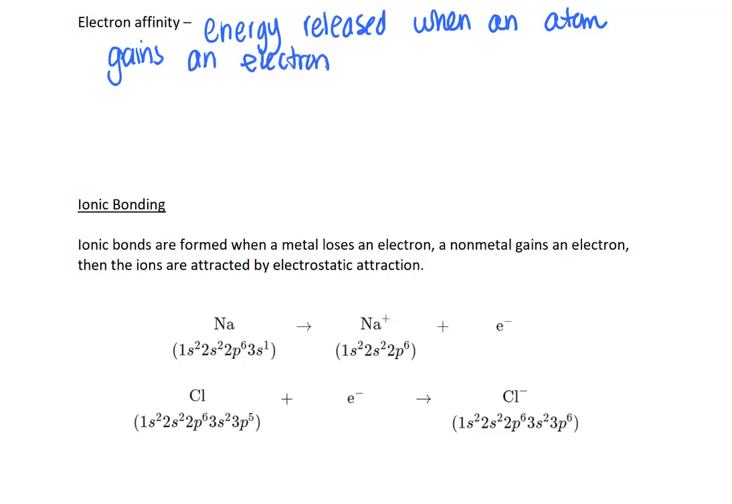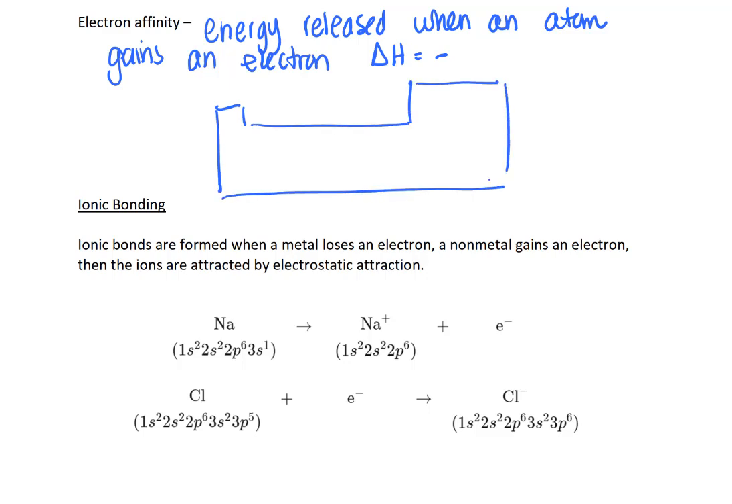Because the energy is being released, that means your delta H is going to be negative here, right? So this is going to be giving off energy. So certain atoms want an additional electron. So those atoms would be ones that generally form negative ions, which would be considered anions.